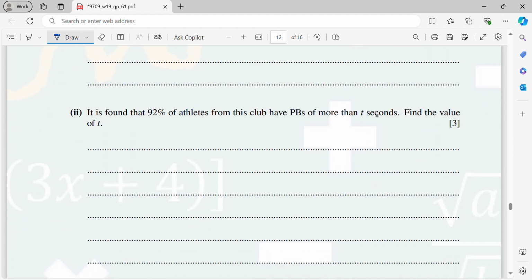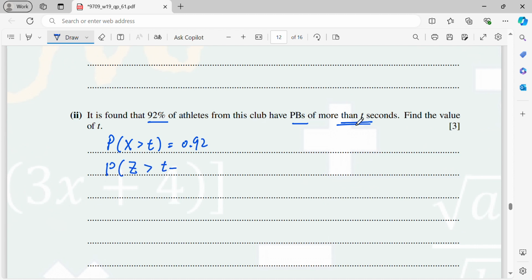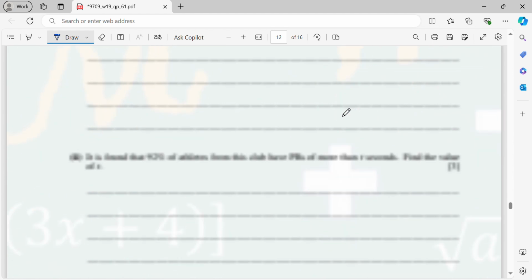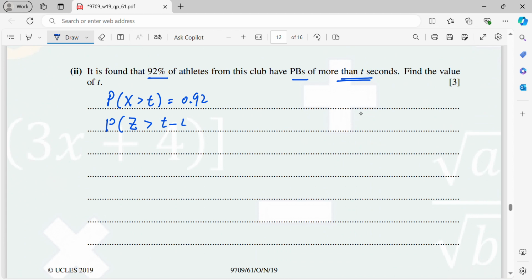Part 2. It is found that 92% of athletes from this club have PBs of more than t seconds. Find the value of t. So now P(X > t) is 0.92. Again you standardize it. It will be P(Z > (t - 49.2)/2.8), where the mean remains as 49.2 and the standard deviation is 2.8. That is equal to 0.92.